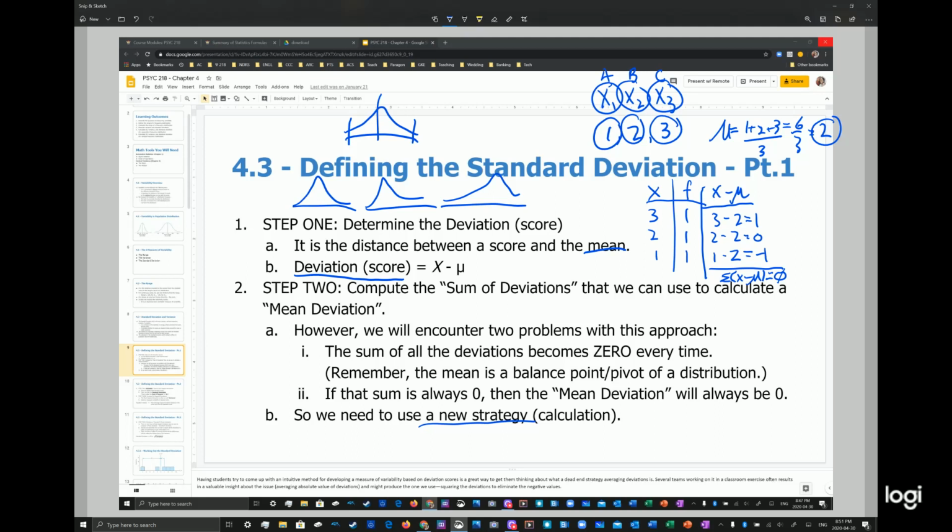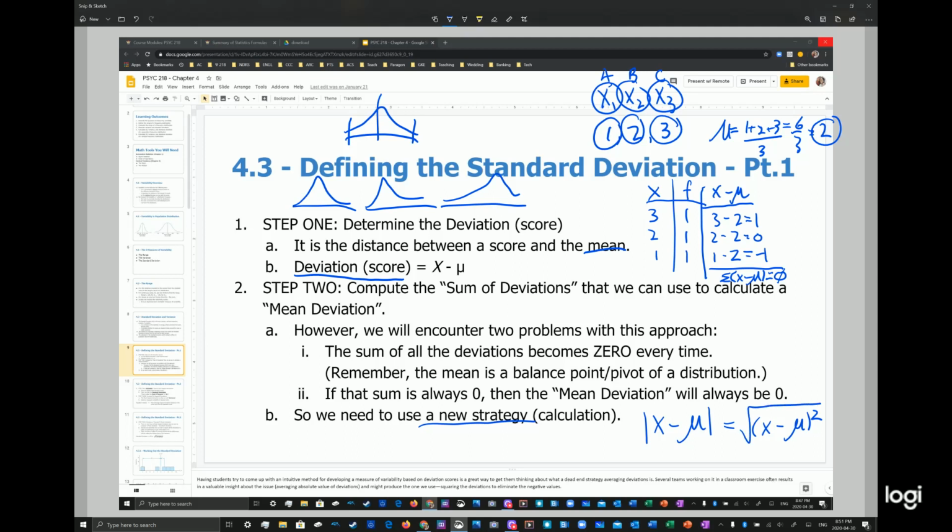And the strategy is, instead of just getting deviation scores and getting the signs included, we want the absolute value. And to get the absolute value, we need to first square the scores and then square root it.